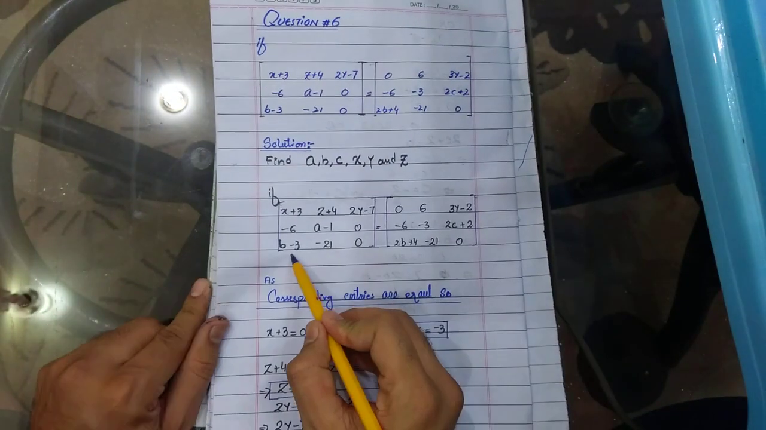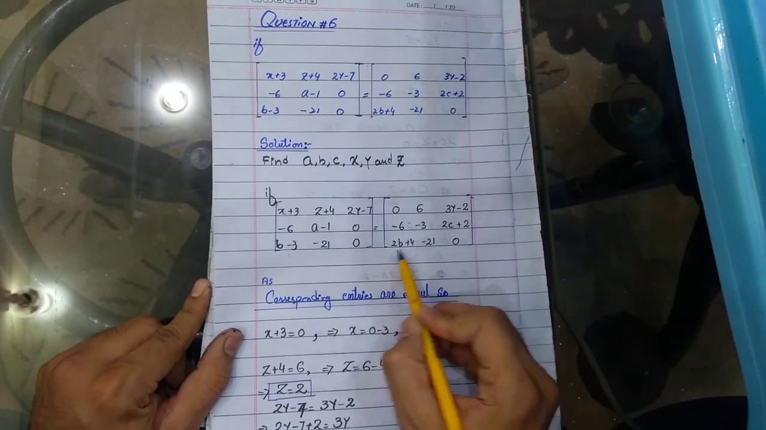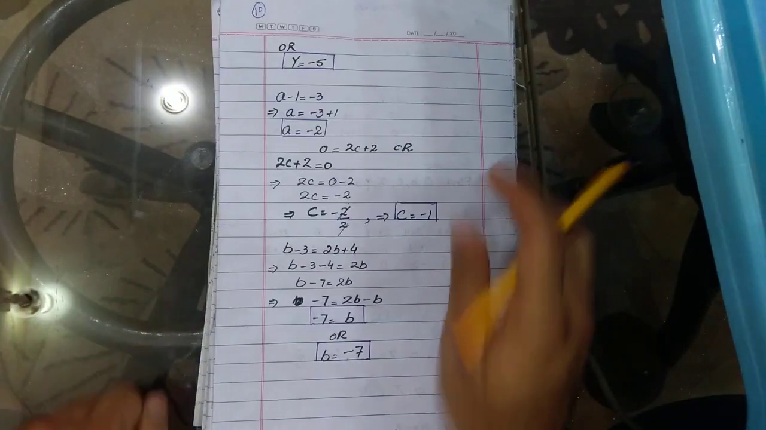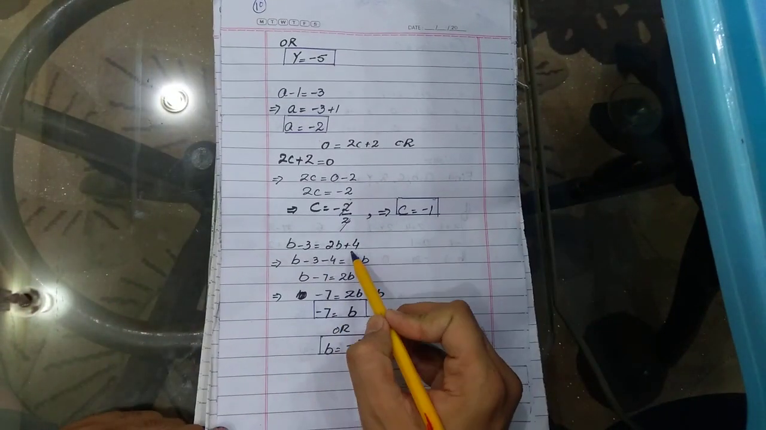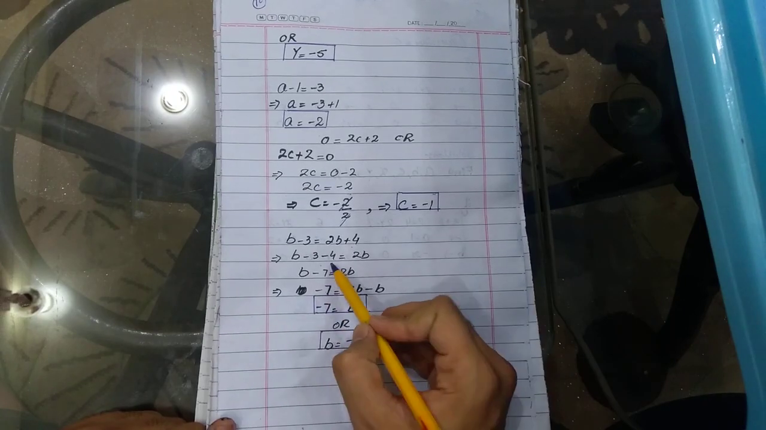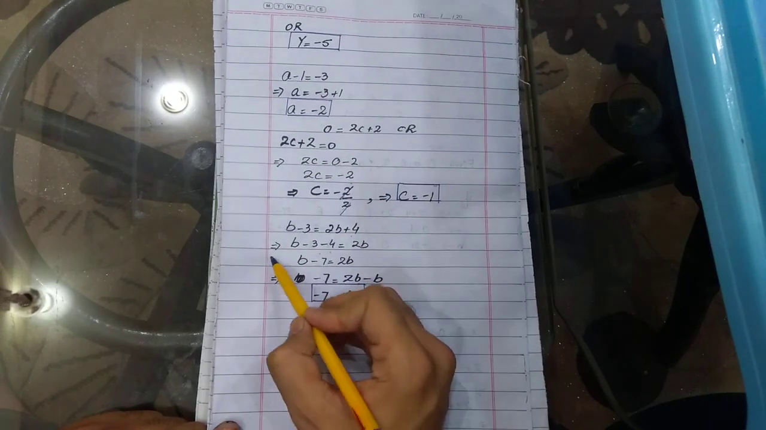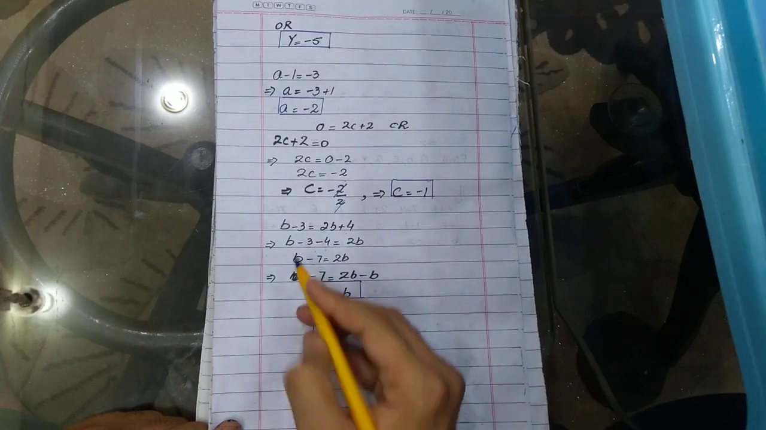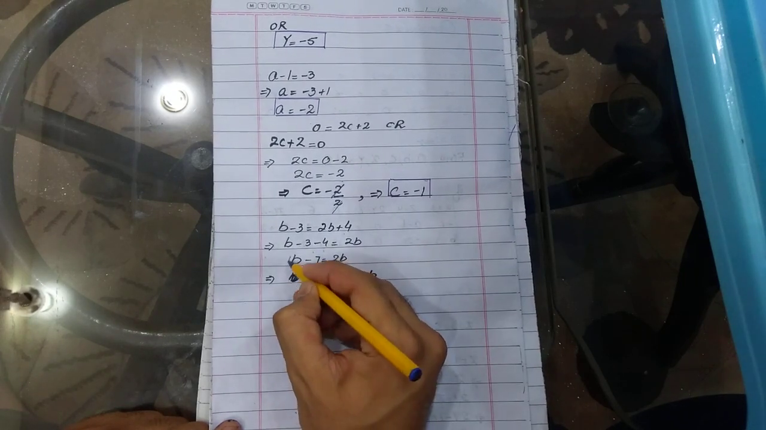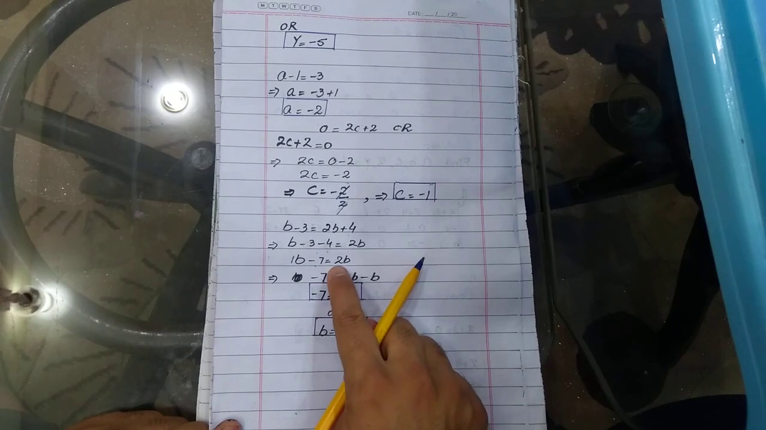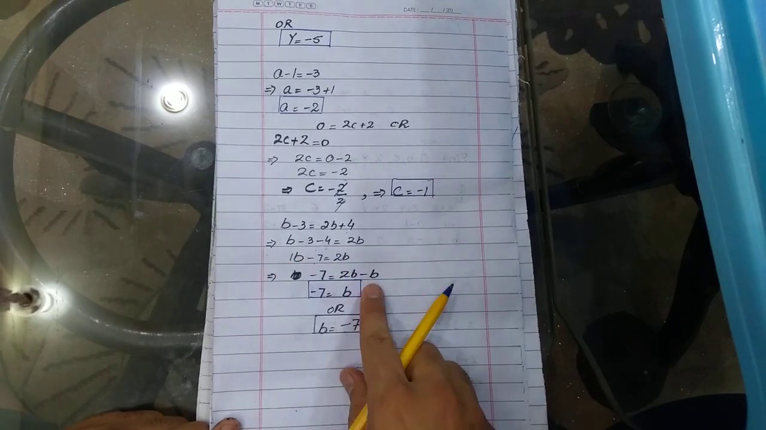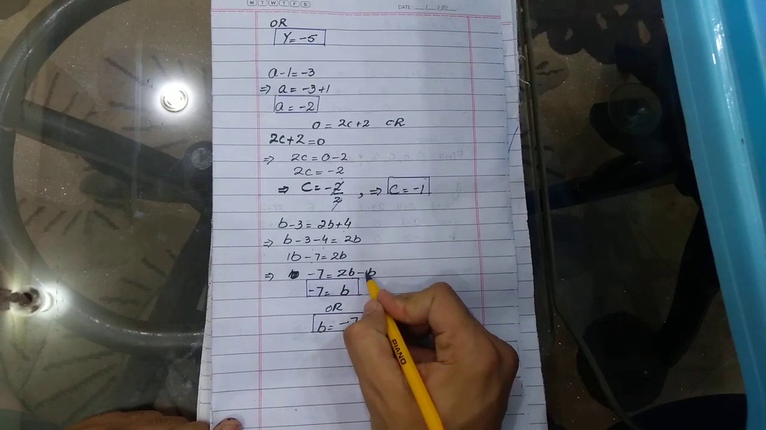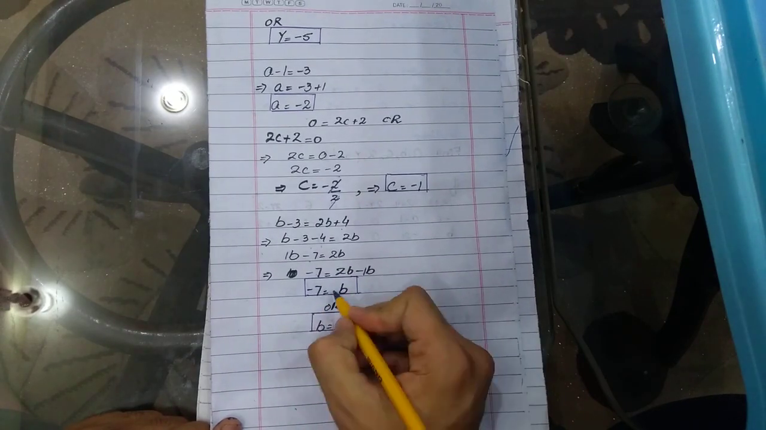b minus 3 is equal to 2b plus 4. So look here, student. Now shift this plus 4 here. It will become minus 4. With the help of this, minus 3 minus 4 will give you minus 7. Again, the coefficient of b here is 1 and here it is 2. So shift this 1b here, it will become minus 1b. So 2b minus 1b will give you 1b.